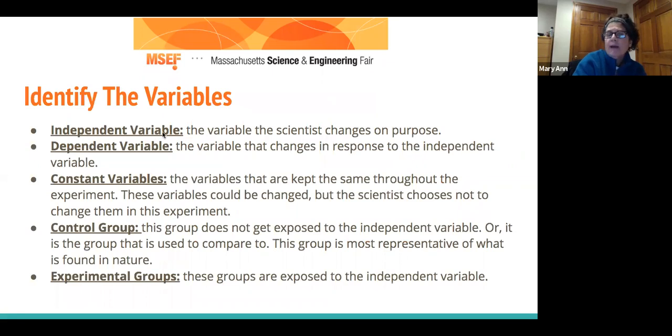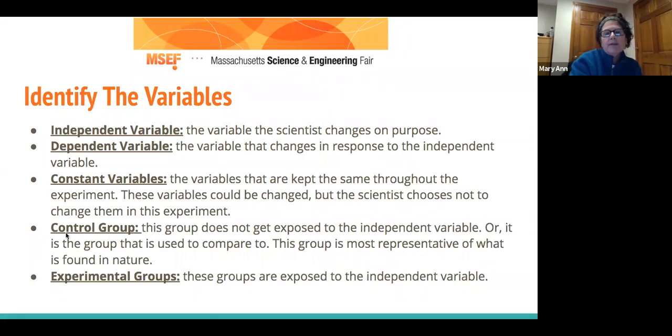I love this conversation. Thank you for asking these questions. So the independent variable is what the scientist changes on purpose. And the dependent variable is what changes in response to the independent variable. You hope that you have some differences in your groups. So constants we all know.